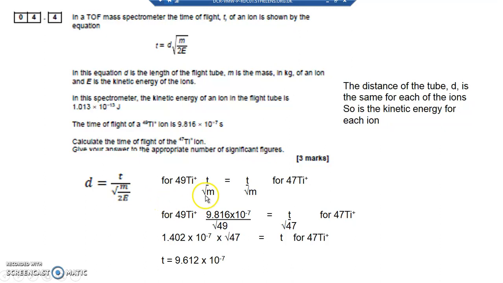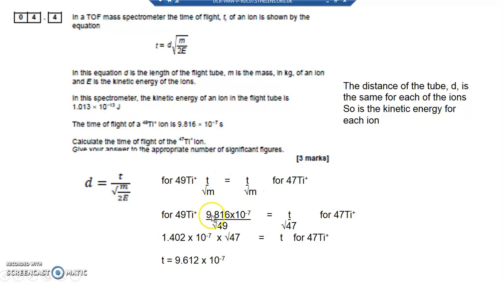So 2E is going to be the same on this side. So t divided by the square root of m over 2E is the same as t divided by the square root of m over 2E on the right hand side. I've cancelled the 2E on each side because 2 lots of E, the kinetic energy, are the same for each particle. So now I've got the time divided by the square root of the mass of the particle equals the time for 47Ti to reach the detector, divided by the square root of the mass of this one. The masses are 49 and 47 respectively, so t divided by the square root of 49 equals t divided by the square root of 47. The times are different, of course.